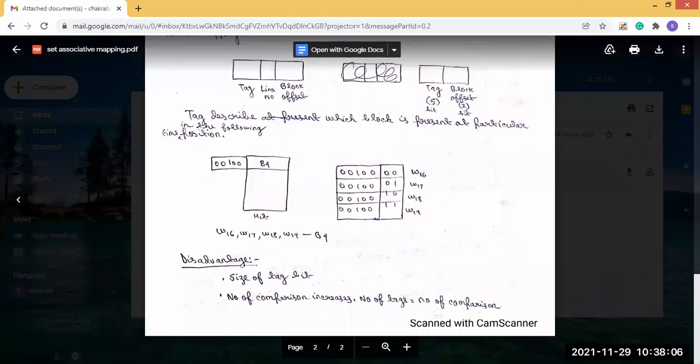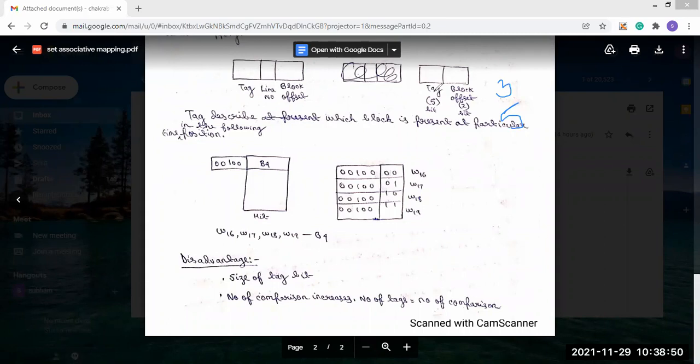Okay. Now there is also a disadvantage. The disadvantage is that the size of the tag bits increases. In direct mapping, the size of the tag bits was 3 bits. But in fully associative mapping, the tag is 5 bits. So the size of the tag has increased here. This is one disadvantage.